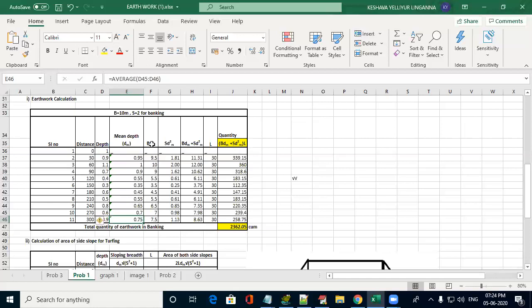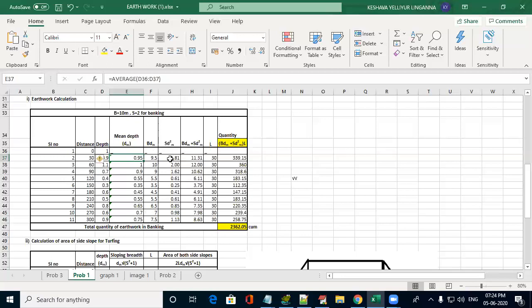Next column is BDM. For that you have to work out B into DM. The value of B is 10 meters, so 10 multiplied by the corresponding DM values. 10 into 0.95 is 9.5. 10 into 1 is 10. 0.9 into 10 is 9. 0.55 into 10 is 5.5. Like that, you will get this column. You can easily work it out in the calculator using the formula.